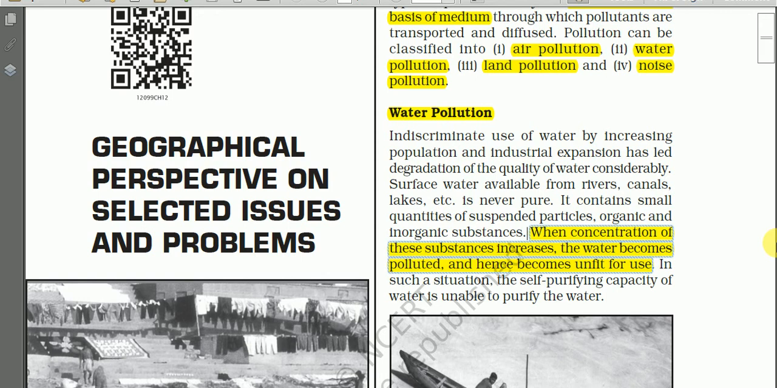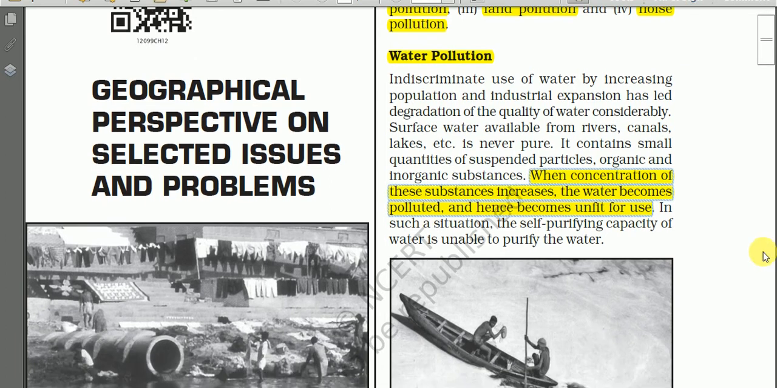When concentration of these organic, inorganic substances in the water increases, water becomes polluted and hence it becomes unfit for human use. In such a situation, the self-purifying capacity of water is unable to purify the water, and hence water pollution occurs. So every water body has a self-purifying capacity. If we throw more substances, then in such a situation the self-purifying capacity of water is unable to purify the water naturally.